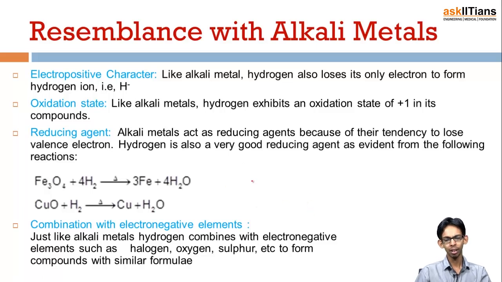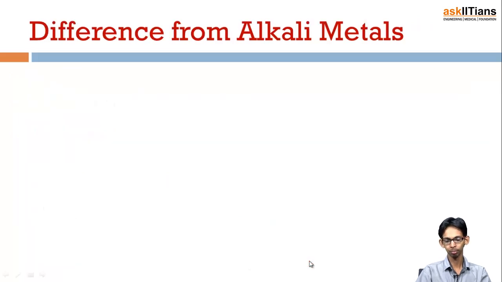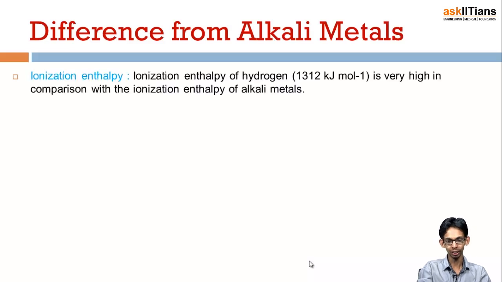When it combines with halogens, we can see HCl, HF, HBr are formed. With oxygen it forms H2O, H2O2, with sulfur it forms H2S, and so on. Now we have discussed how it is similar to the alkali metals. Now we will see how it differs from alkali metals.